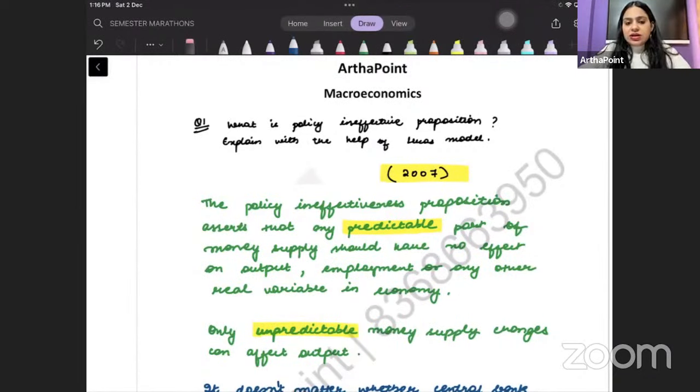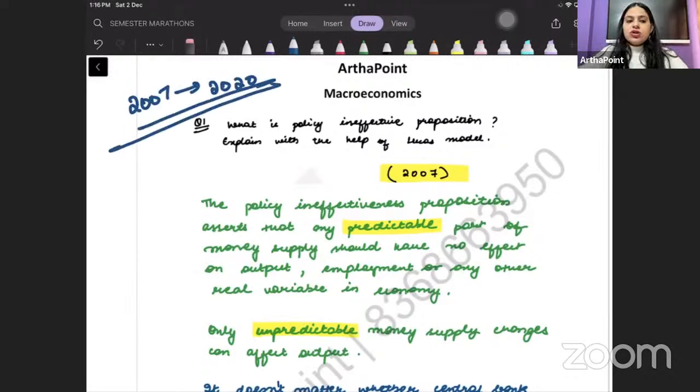Okay, beta, let's start. Let's look into the first question that was asked. I'm starting all the way from the paper of 2007 and we will go till all papers of 2020, 23, etc. So let me start by talking about your paper 2007 and the question says, what is policy ineffective proposition?